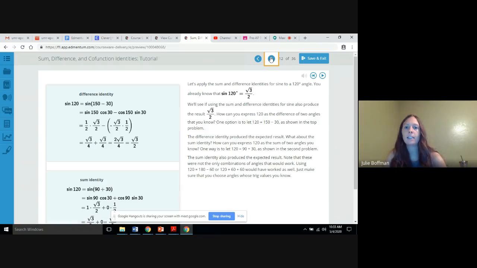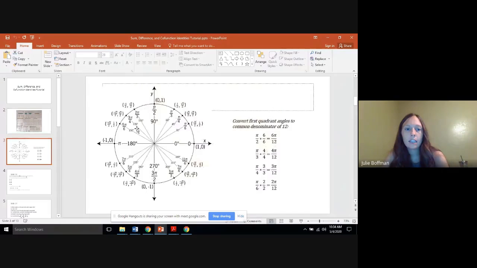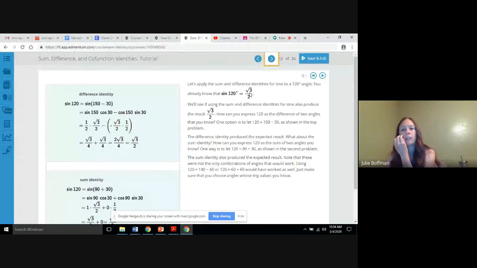So the next slide is talking about how do we know that this actually works. It says, let's apply the sum and difference identity for sine of 120 degrees. We already know this value, correct? Because 120 degrees is on the unit circle. It is right here. And the sine value would be the y value, which is square root of 3 over 2. So we already know sine of 120 equals square root of 3 over 2.